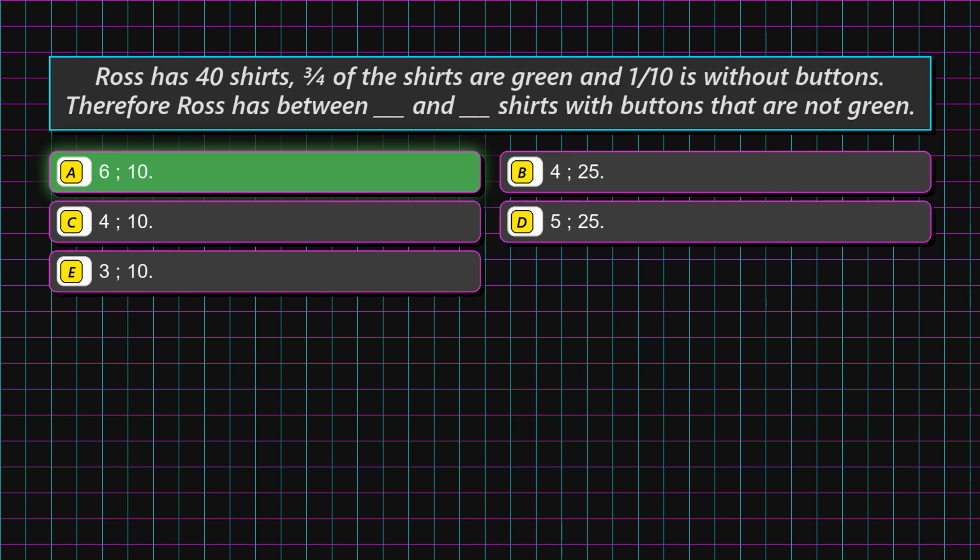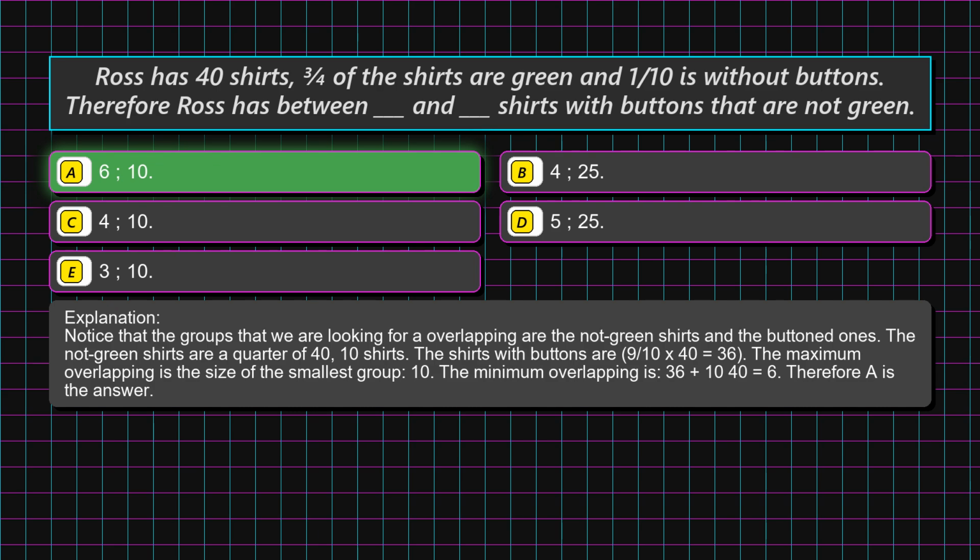The correct answer is option A, 6, 10. Notice that the groups that we are looking for are overlapping are the not green shirts and the buttoned ones. The not green shirts are 1/4 of 40, 10 shirts. The shirts with buttons are 9/10 x 40 equals 36. The maximum overlapping is the size of the smallest group, 10. The minimum overlapping is 36 plus 10 minus 40 equals 6. Therefore A is the answer.